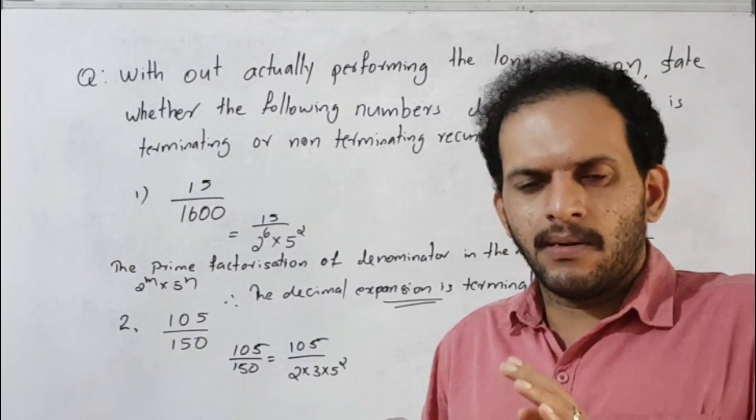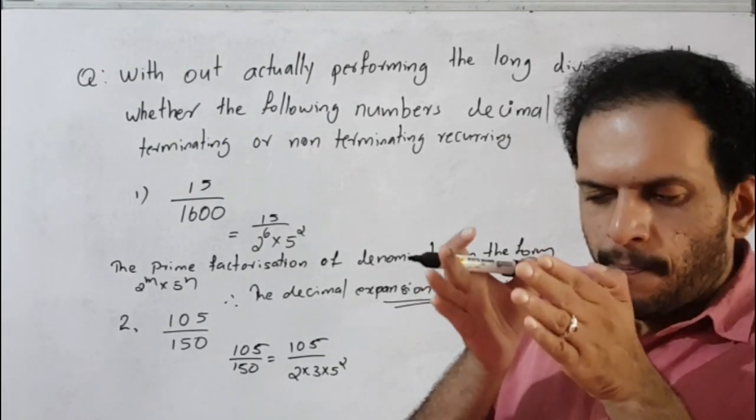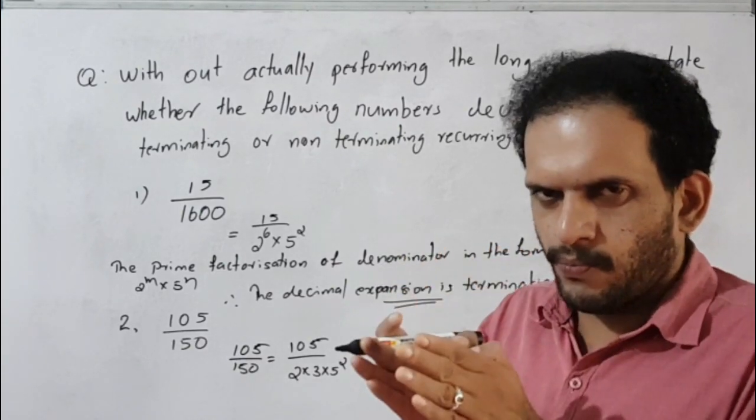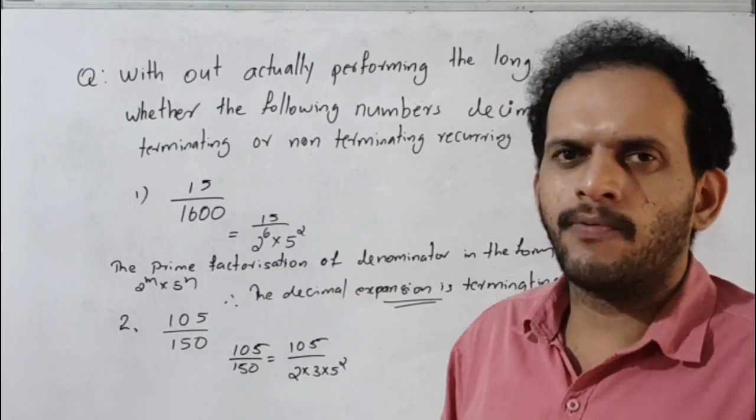We needed the prime factorization of the denominator to contain only 2, or only 5, or a combination of 2 and 5.